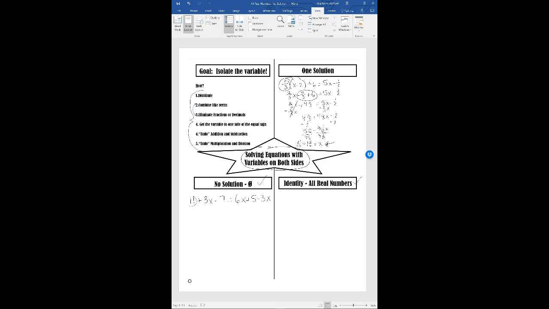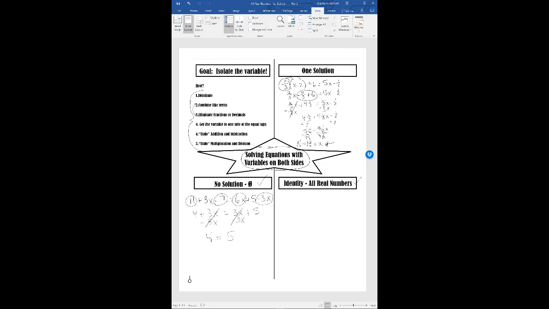Let's combine like terms here. 11 minus 7 is 4 plus the 3x. Then on the right side, we can also combine these. 6x minus 3x is 3x, then add the 5. So we distribute, we combine like terms, we simplify both sides of the equation. Now I want to get the x's on the same side. If I subtract this 3x, what happens? They cancel here, and they cancel here. So now I'm left with 4 equals 5.